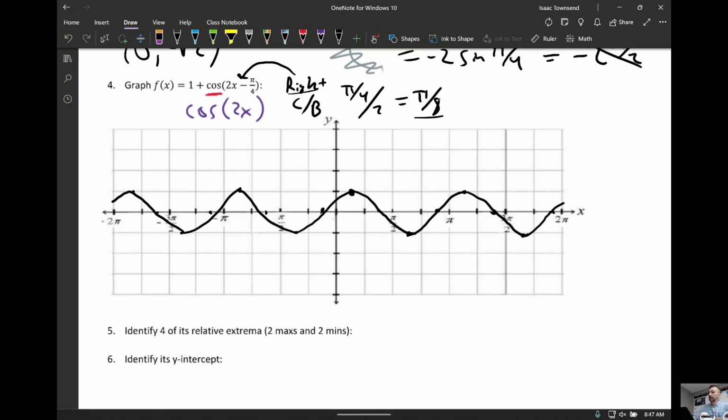But at this point in black, I have dealt with the 2 next to x that changed the period, and I dealt with the minus pi over 4, which created a phase shift. The last thing is this plus 1. So whether you put a plus 1 up front or a plus 1 at the end, these do the exact same thing. That is a vertical shift up 1. So obviously we just take all of our points, bump them up 1, and reconnect, and then we should be done.